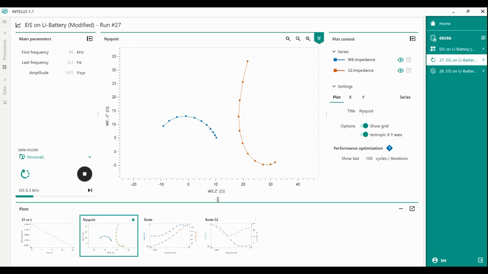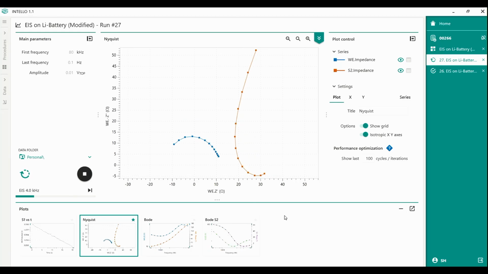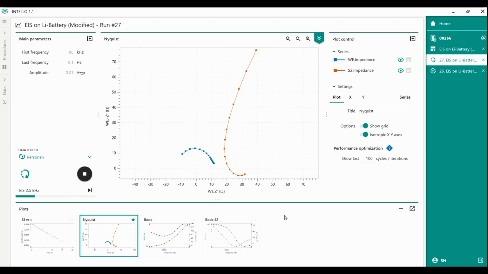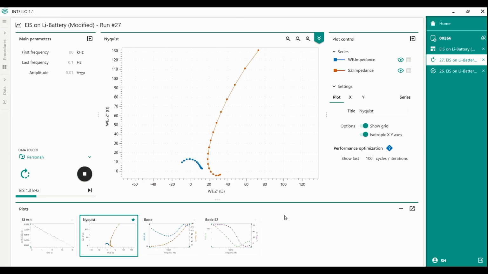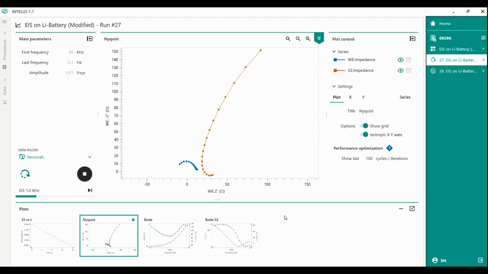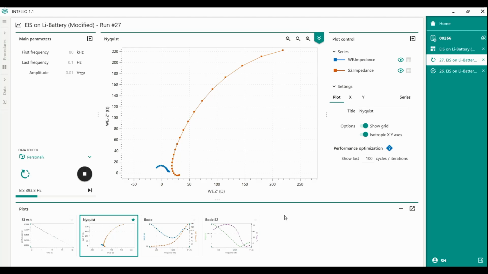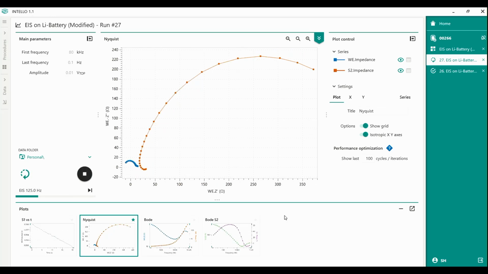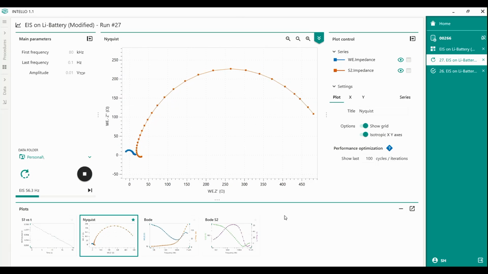So we have in blue the Nyquist plot of the cathode material, and in orange the Nyquist plot of the anode, the lithium metal anode. And you can already see that the diameter of the semicircle of the cathode is comparably small to the diameter of the semicircle of the anode. So the anode contributes much more to the total impedance of the cell than the cathode. And also this measurement will be finished in a few minutes.